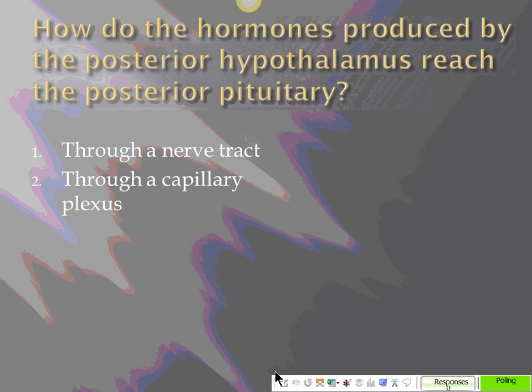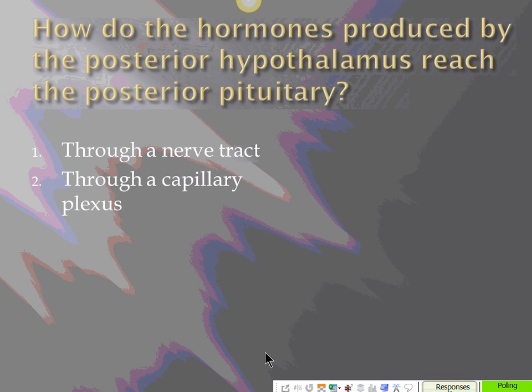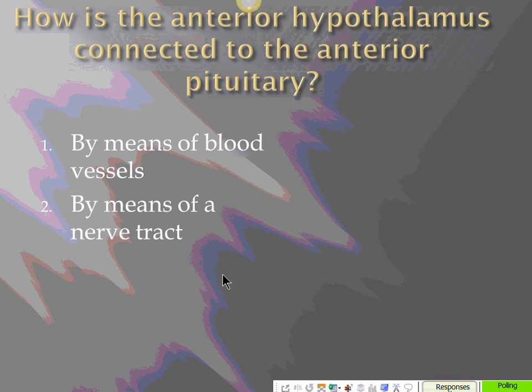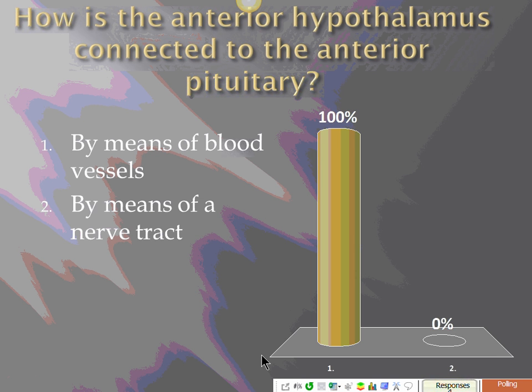How are hormones produced in the posterior hypothalamus? How do they reach the posterior pituitary? Very good. Through a nerve tract. And how is the anterior hypothalamus connected to the anterior pituitary? By means of blood vessels, the hypothalamic hypophyseal portal system.